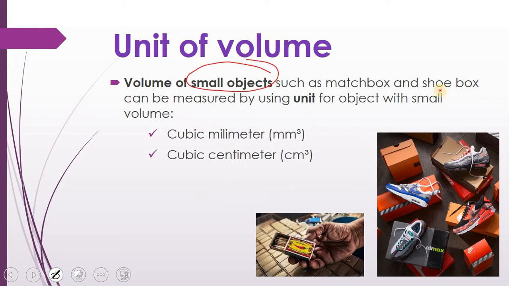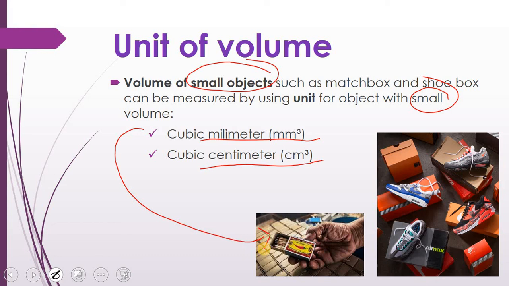Okay, when it is small, you must use millimeter or centimeter. So millimeter are really small. For example, a match box. So match box, kotak matches ni adalah kecil. Jadi kamu kena guna millimeter, mm3. Okay, but if you have something that is still small but larger than something like a matchbox, so you have to use centimeter. This is still considered as small.